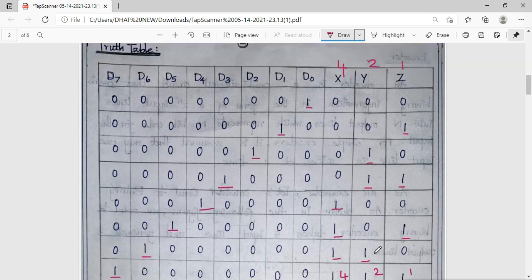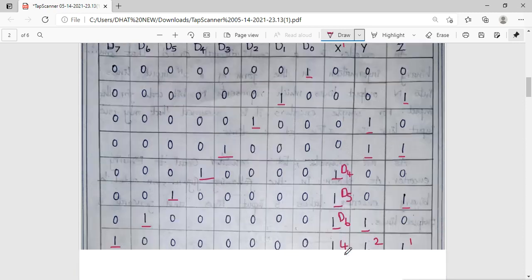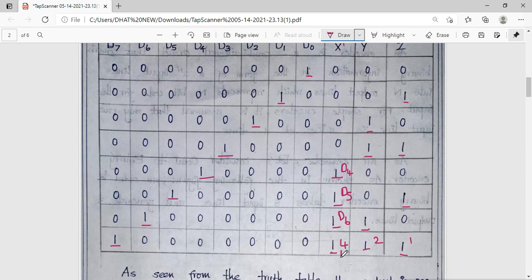Now we will write the Boolean expressions for X, Y, Z. First, the expression for X. If D4 is enabled, we get output from X. And then D5. In these places only we get output from X: D4, D5, D6 and then D7.